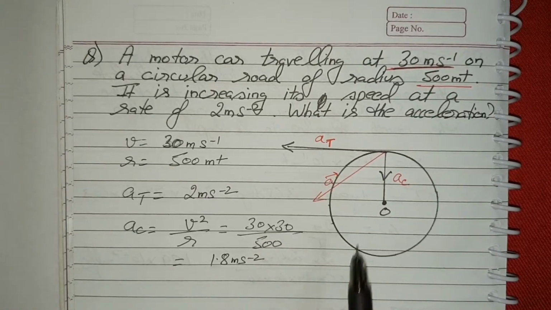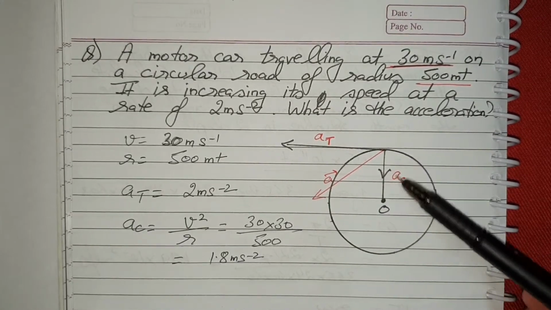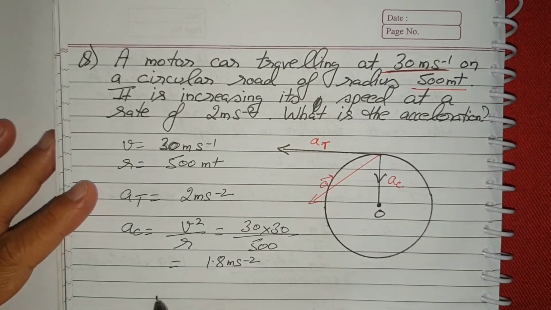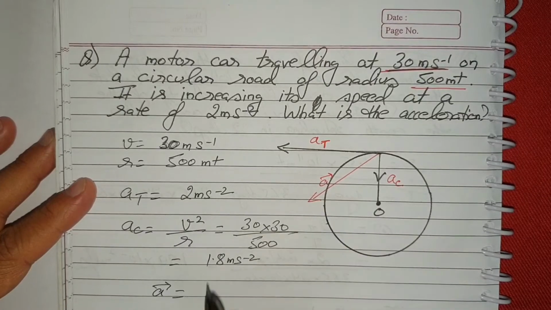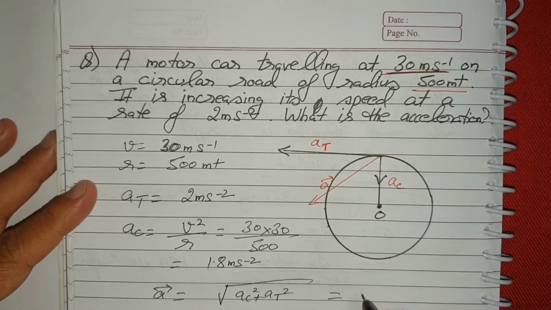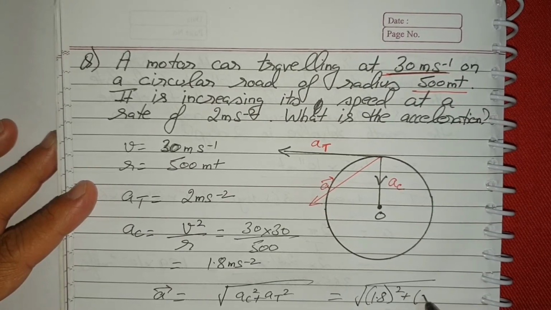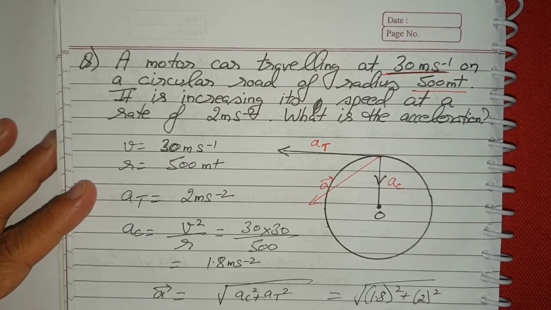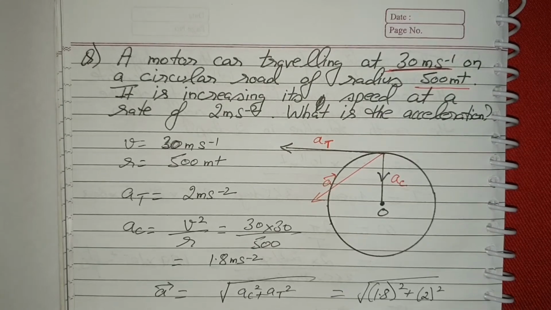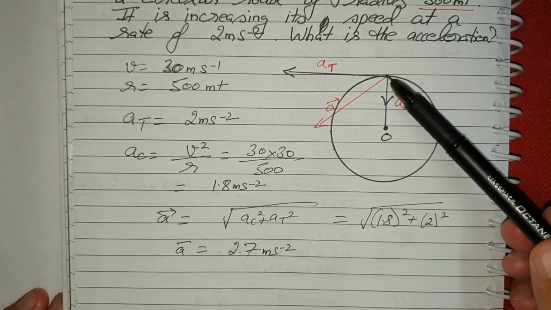Here AT is acting tangential to the circular path, AC is acting along the radius towards the center of the path. So the effective acceleration will be this. Now we know that these two are at 90 degrees to each other. So the resultant acceleration will be given as the square root of AC square plus AT square. That is the square root of 1.8 square plus 2 square. So the net acceleration is 2.7 meter per second square, and this is the net acceleration.